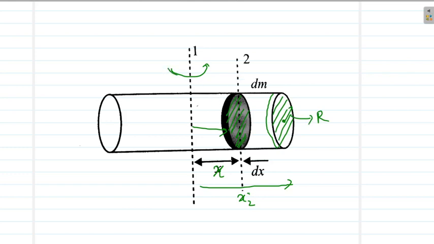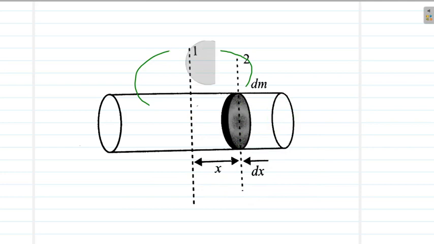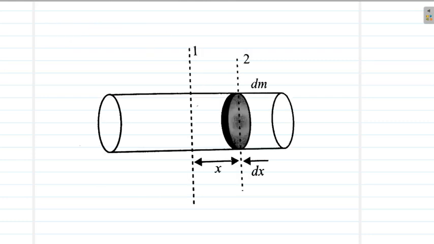Now, when we rotate this cylinder about this axis 1, each of these discs will be executing circular motion about this axis. Then, can you find the moment of inertia corresponding to that particular motion? So let us write the mass of the disc. That will be equal to the mass per unit volume, which is rho, multiplied by the volume of the disc.